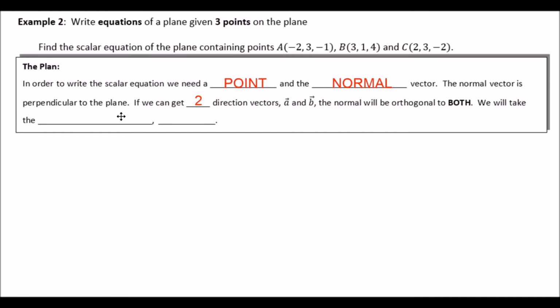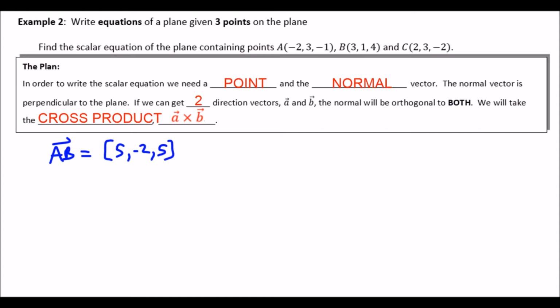Going back to last unit, here we go. This is another boom moment, the cross product. So here I want to do A cross B. So step one, what do I need to do here? I need to find two direction vectors on the plane. So I'm going to find AB is equal to 3 minus negative 2 is 5, 1 minus 3 is negative 2, and 4 minus negative 1 is 5.